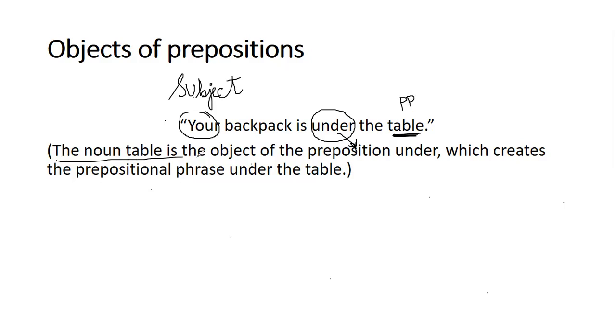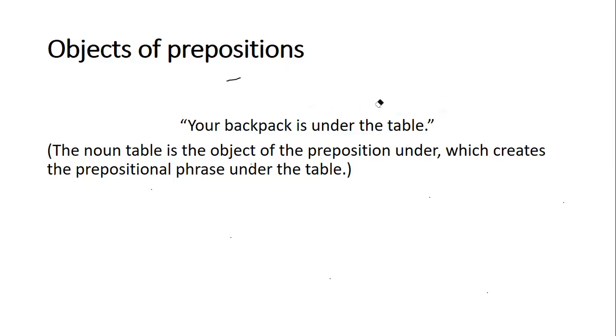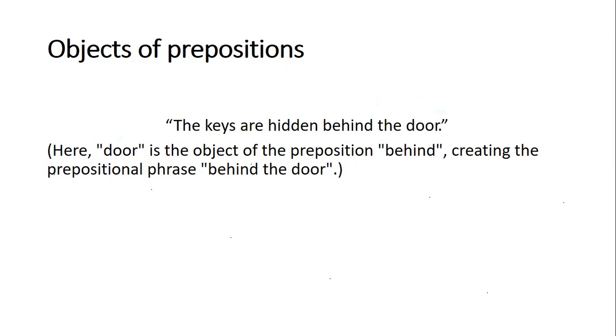The noun table is the object of the preposition under. What is our preposition? Under. So the noun table is the object of the preposition under, which creates the prepositional phrase under the table. It's not over the table or above the table. It's under the table. So identifying objects of preposition or prepositional phrases is also very, very easy. Moving ahead, let's go to one more example.